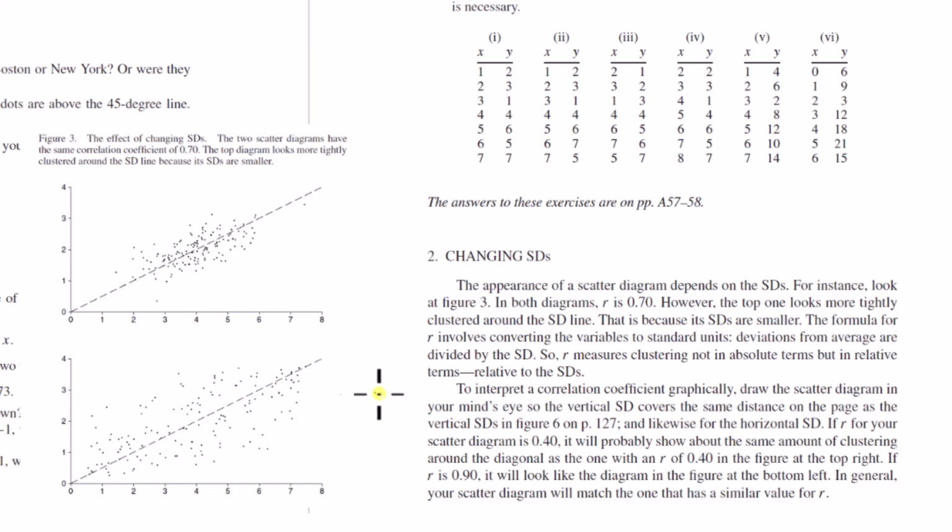So if we take a look here, yeah, this data at the top is more clustered around the SD line than this data at the bottom. These data points at the bottom. But the correlation coefficient is the same.